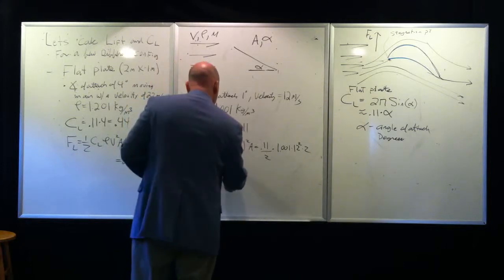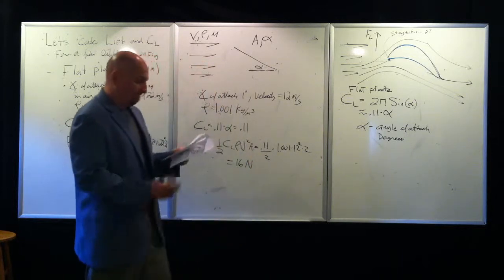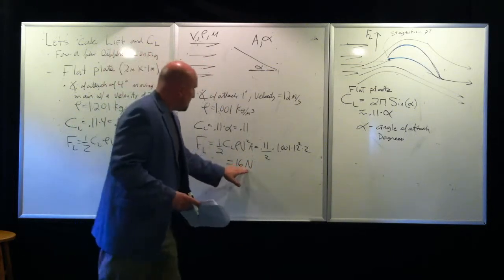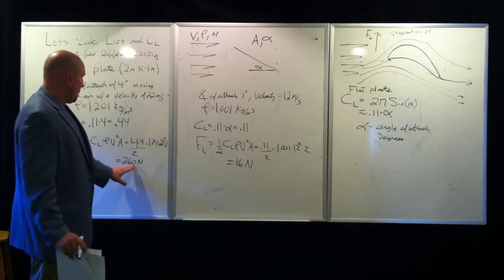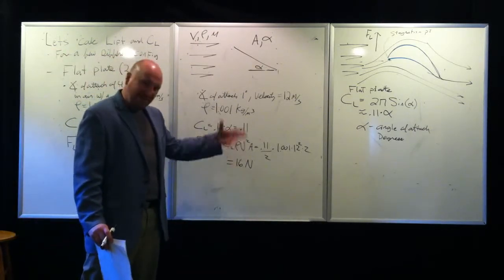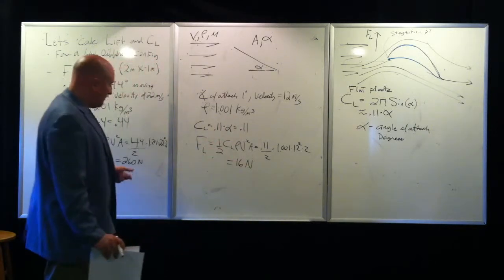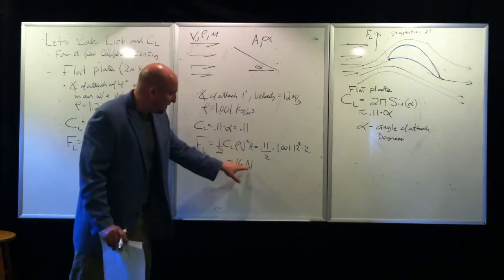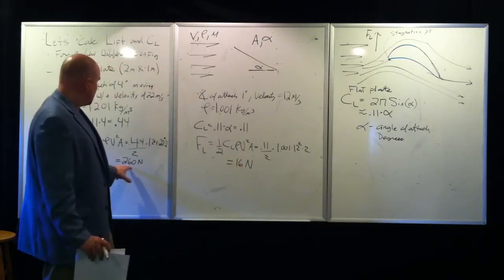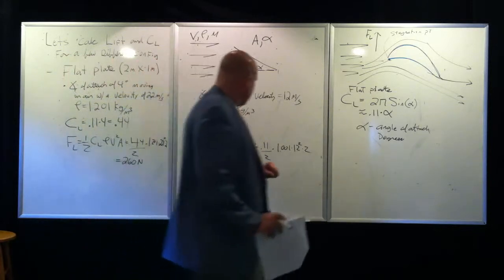And when you put this in your calculator, you should get 16 newtons. Much different magnitude of force, greater than 1 order of magnitude. 1 order of magnitude is basically multiplying or dividing by 10. So this is 16, but 1 order of magnitude would be 160 or 1.6. So 1 order of magnitude and then doubled.